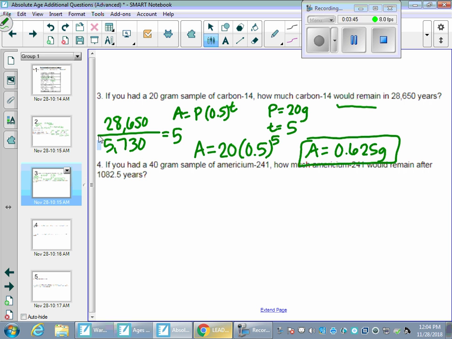All right. Same type of thing for question number 4. If you had a 40-gram sample of americium-241, how much would remain after 1,082 and a half years? Same setup. You write the equation. A is equal to P times 0.5 to the T power. It tells you what you started with, that's P. It tells you you started with 40. We need to figure out T, just like we did in the last question. They give us a time here, 1,082.5 years. I need to divide that by how long a half-life is.